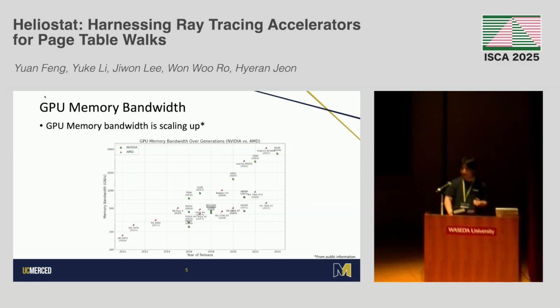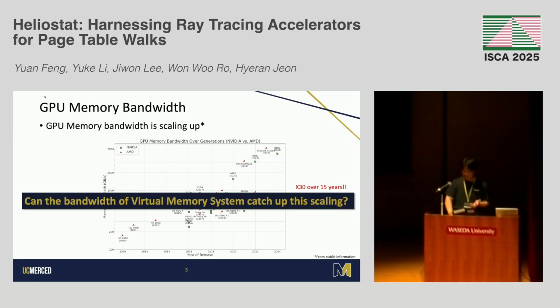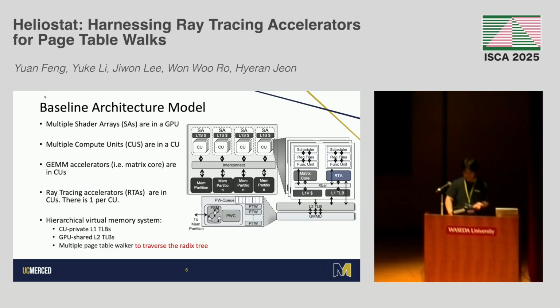While GPUs are becoming heterogeneous, another trend is that GPU memory bandwidth is scaling up due to the needs of emerging applications like LLM and genome analysis. In this figure, we show the memory bandwidth of GPU models from 2010 to 2024. Over the last 15 years, the memory bandwidth has increased by over 30 times. However, to access virtualized memory, we have to first translate to physical space. Here we ask a question: can the bandwidth of the virtual memory system catch up with the scaling of memory bandwidth?